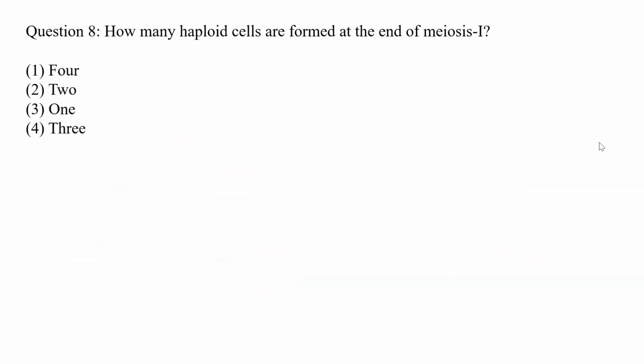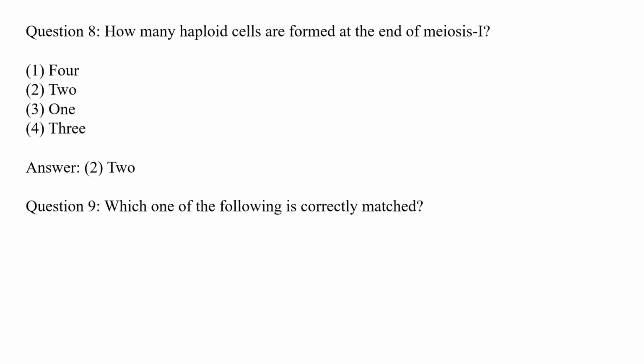How many haploid cells are formed at the end of meiosis 1? Only 2 cells are formed, and if it is asked about meiosis 2, it will be the 4 haploid cells.